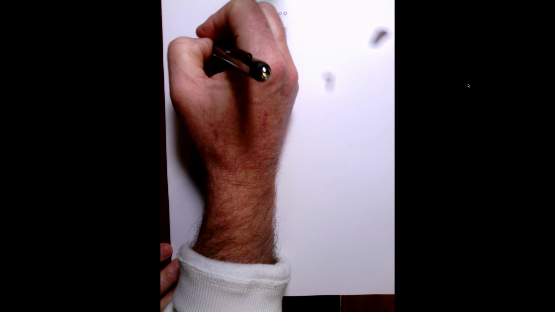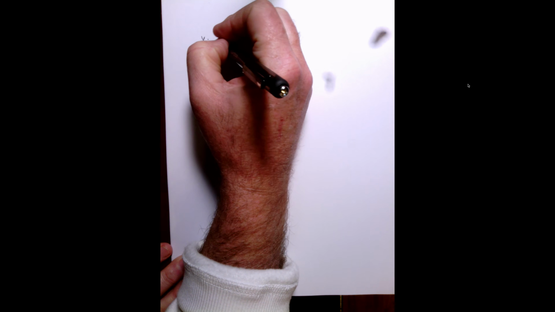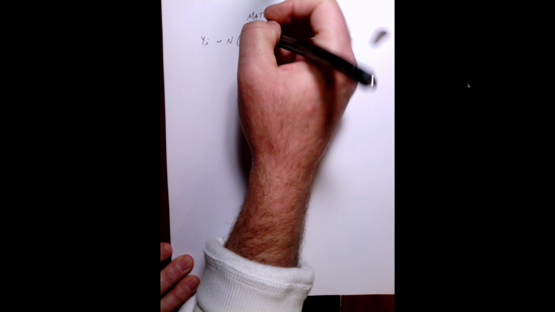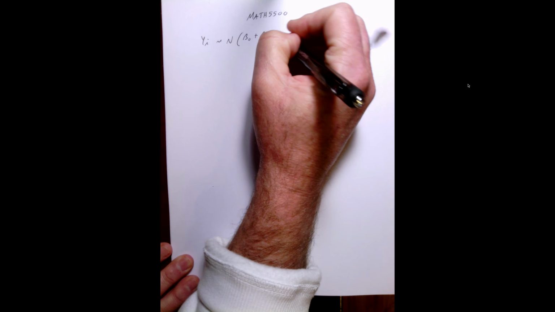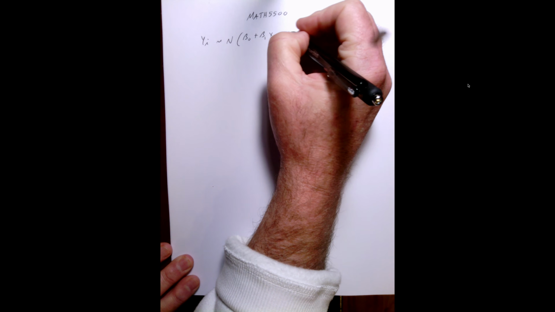Hey gang, Math 5500. Starting off where we ended the previous video, we have that our y sub i's are normally distributed with mean beta 0 plus beta 1 x sub i, and of course constant variance. Now we're going to shift to the MLE process.